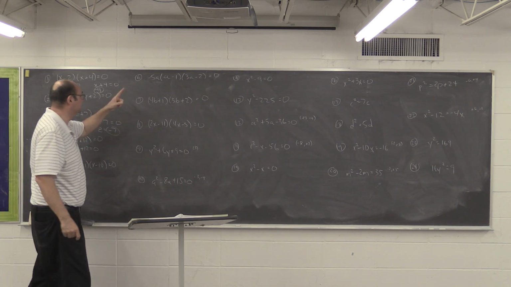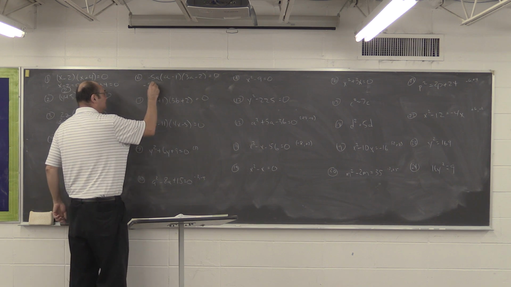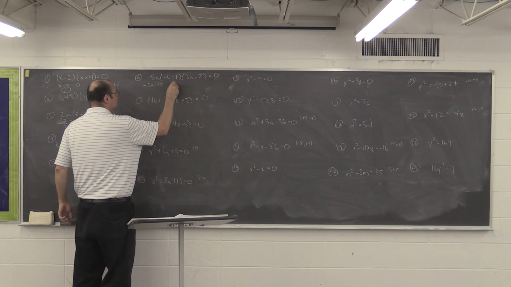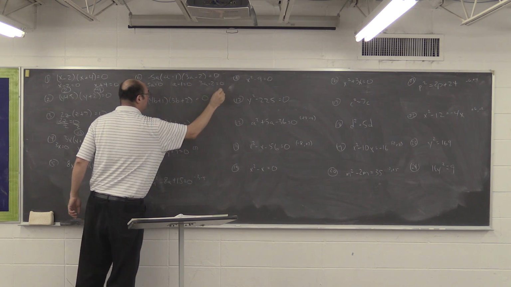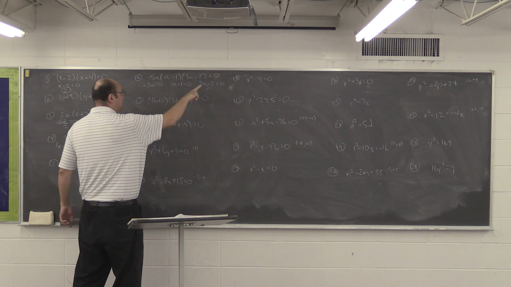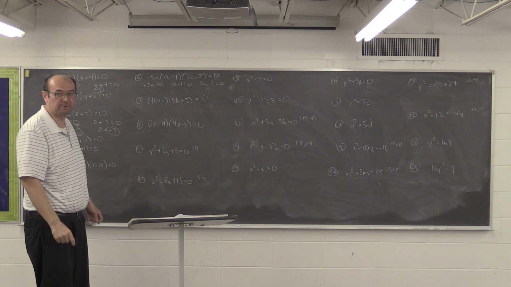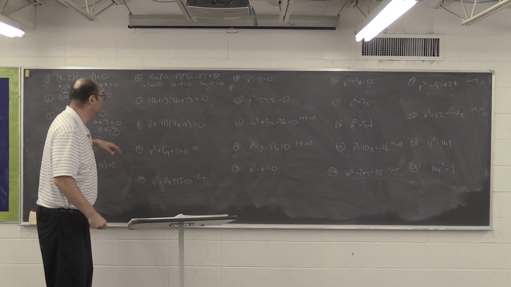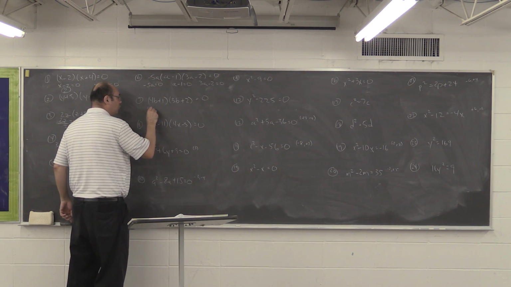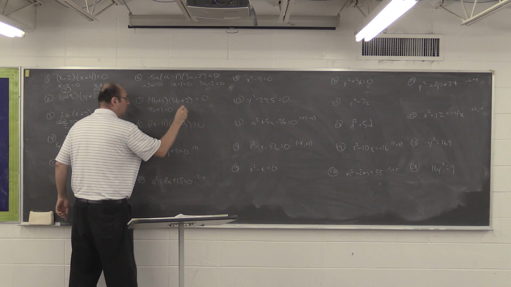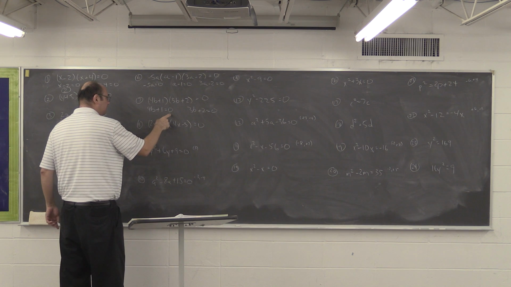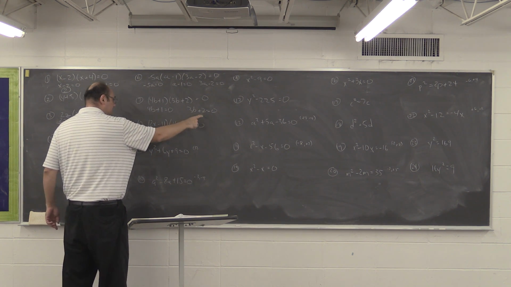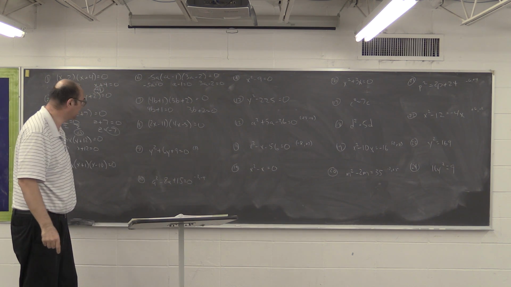Number 6, negative 5a. Set it equal to 0. A minus 1 equals 0. 3a minus 2 equals 0. This is a two-step problem where you add 2 to both sides, then you divide by 3. Number 7, these are two-step problems. 4b plus 1 is equal to 0. 3b plus 2 is equal to 0. Subtract 1 from both sides, divide by 4. Subtract 2 from both sides, divide by 3.